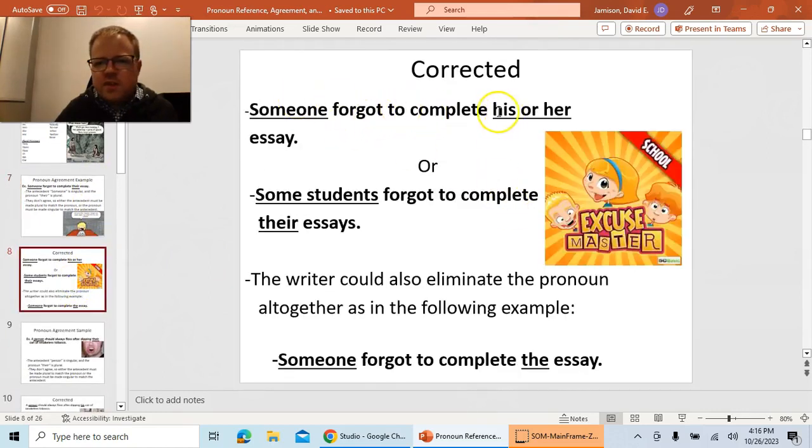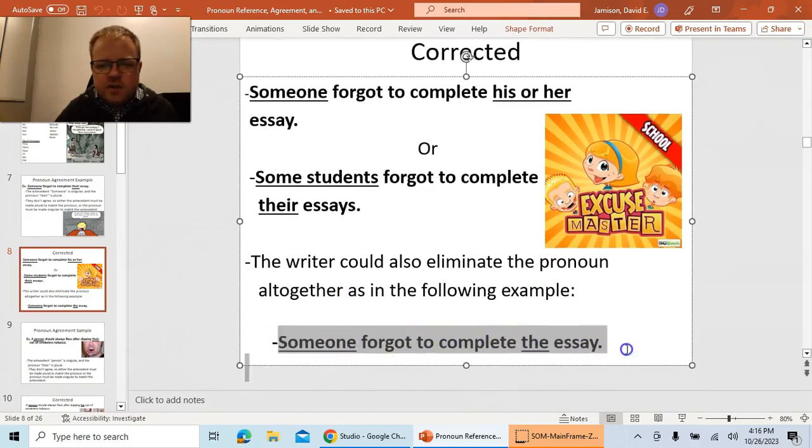Someone forgot to complete his or her essay. Some students forgot to complete their essay. But someone is always considered singular. The writer could also eliminate the pronoun altogether, as in the following example. Someone forgot to complete the essay. This is probably the best of these three sentences.